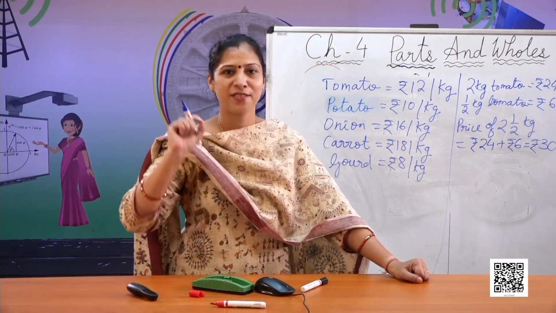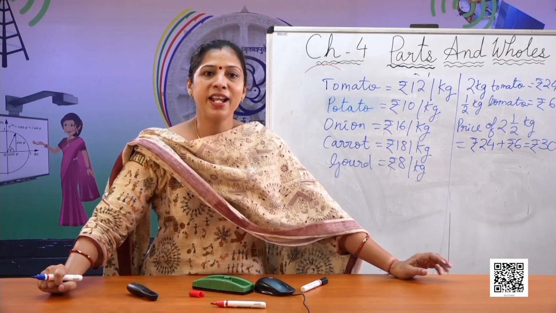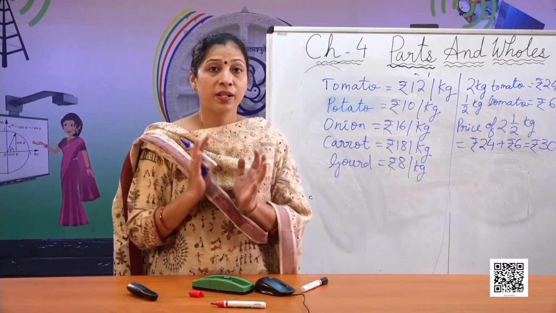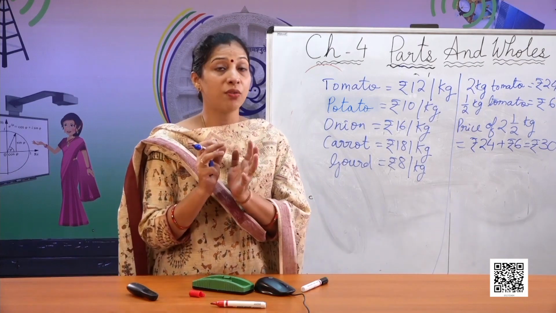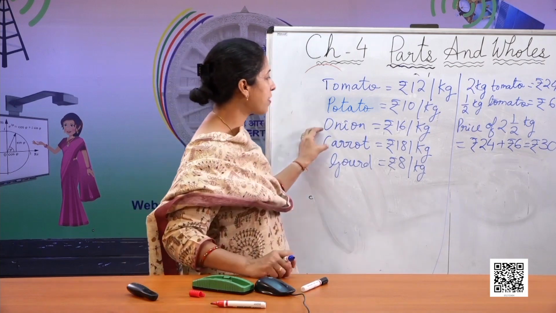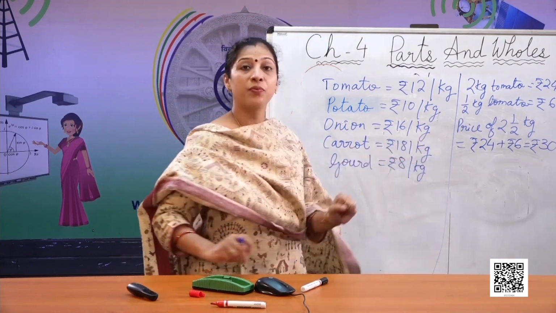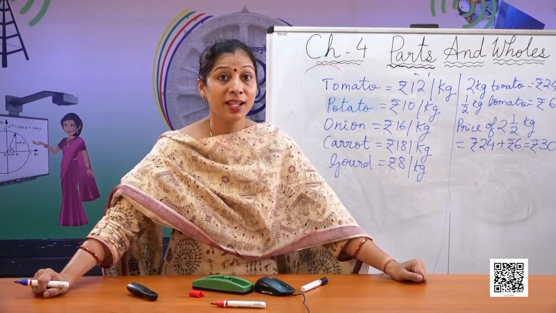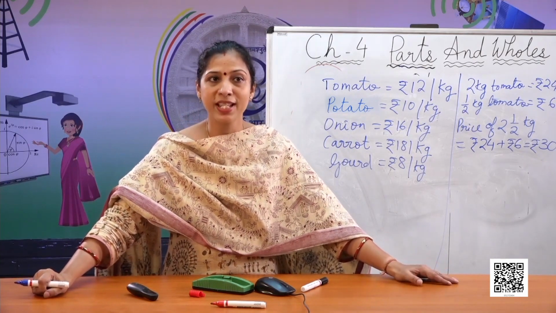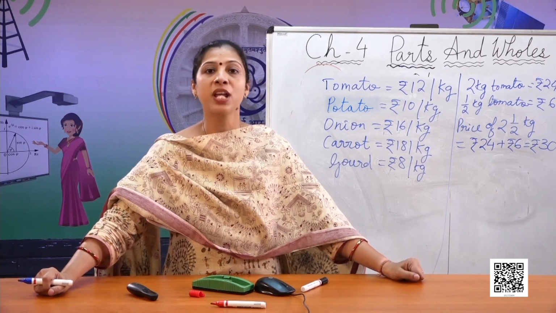Just calculate. It's very easy. And next one, question E is, what is the price of 1 1/4 kg of carrot? Now 1/4 kg of carrot means one part out of 4 parts. That means if we have the price for 1 kg, we can divide it, yes children, to find out the value of 1/4 kg, we have to divide it by 4.